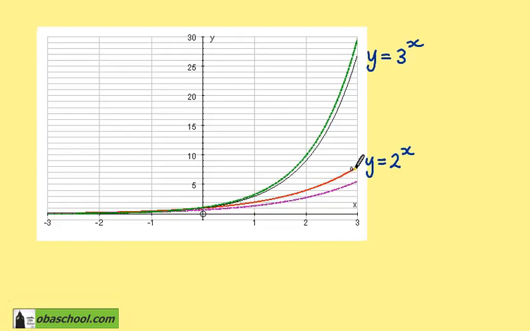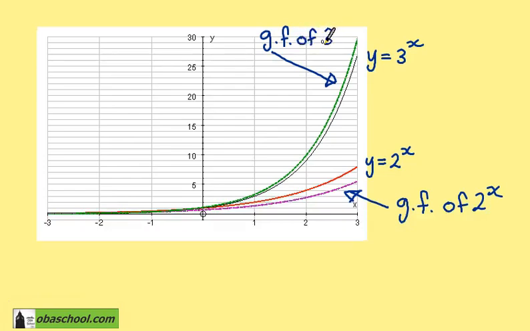Here we have two further curves drawn on here. This one is the gradient function of 2 to the x. We don't know how to differentiate 2 to the x, but if we did, this would be its gradient function. The green curve, which we can see above, is the gradient function for 3 to the x. We don't know yet how to differentiate 3 to the x, but if we did, this would be its curve.